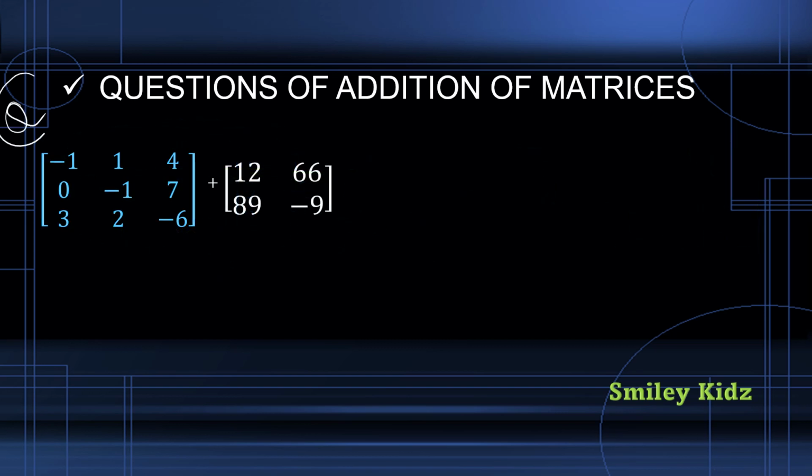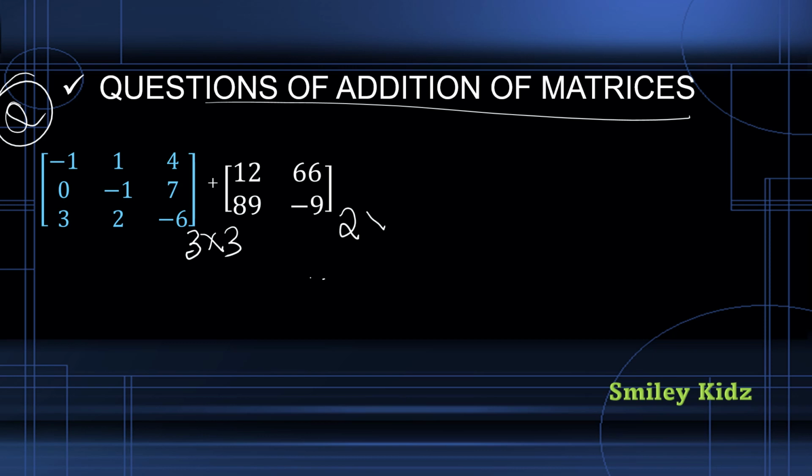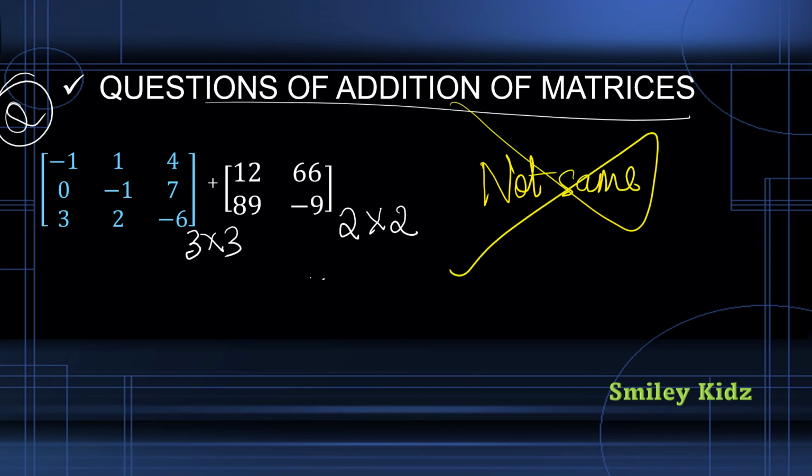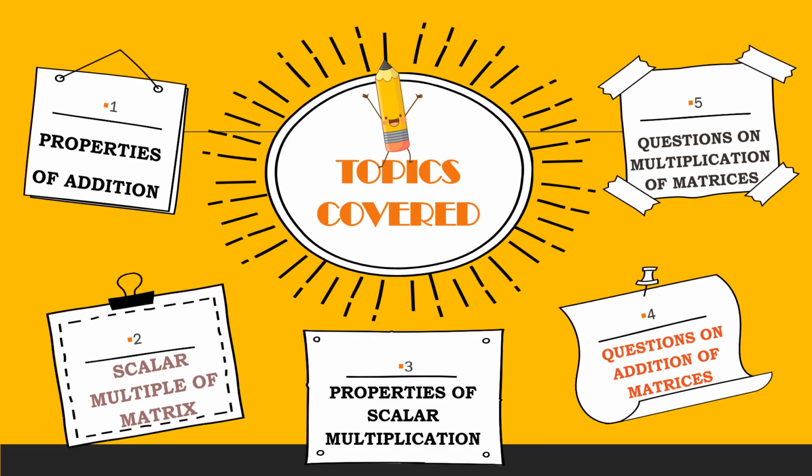Now here we have the last question in the addition of matrices. Here the order of this matrix is 3 cross 3 and the order of this matrix is 2 cross 2. Now I have been repeatedly telling, if the order of the matrix is different, if it is not same, then addition is not possible. Alright. Here the order of matrix is 3 cross 3. Here it is 2 cross 2, which is impossible to solve.